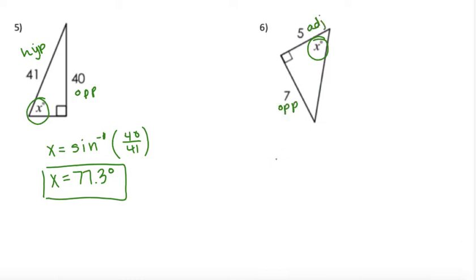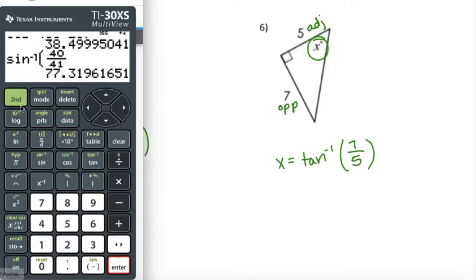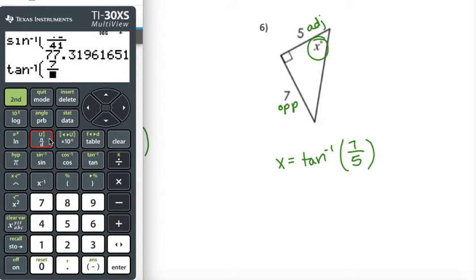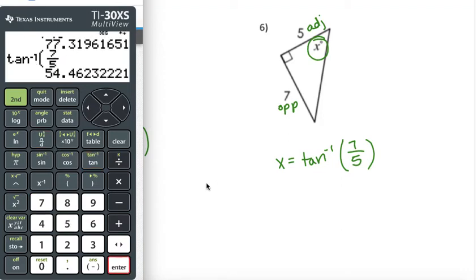Last one here, we have x, we have opposite of x, we have adjacent to x, which is our tangent. X equals tangent inverse, because we're looking for an angle, opposite over adjacent. To our calculator, we want the inverse tangent, 7 over 5. 54.5 degrees.